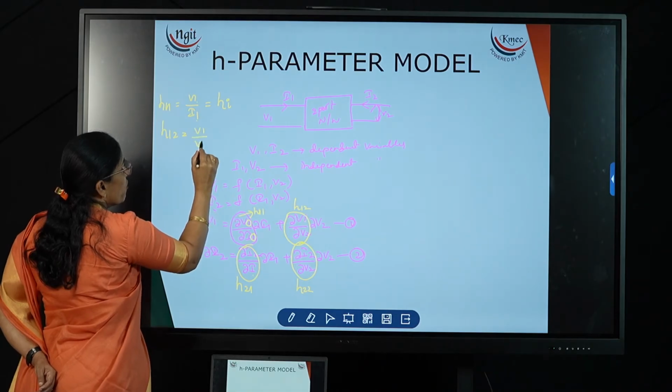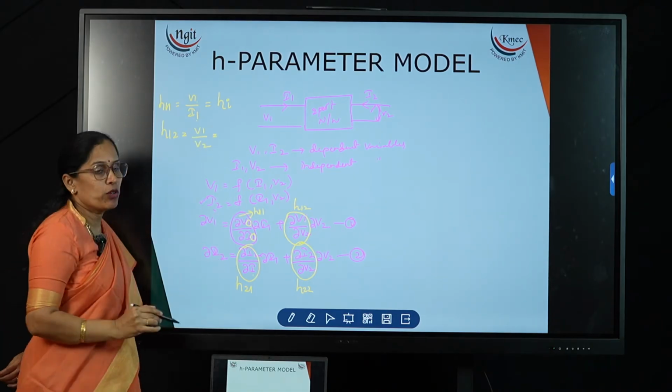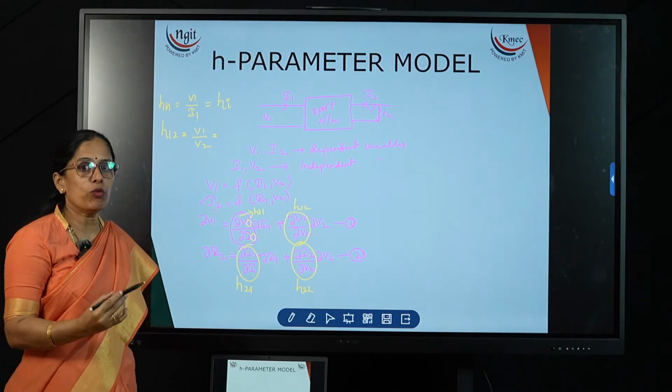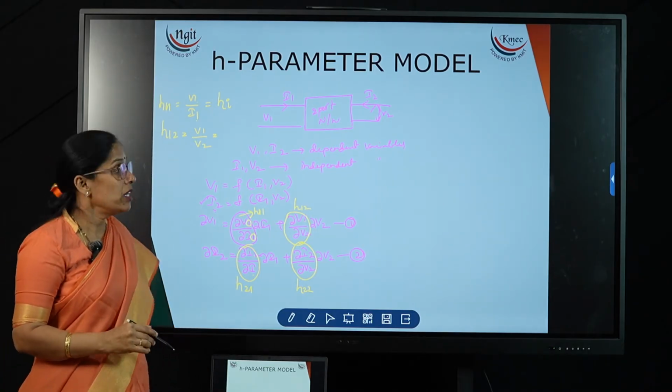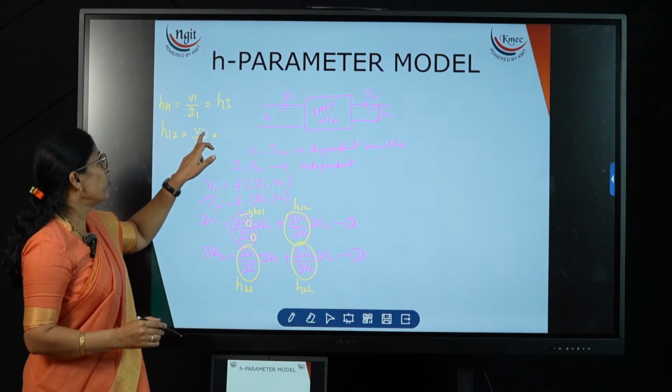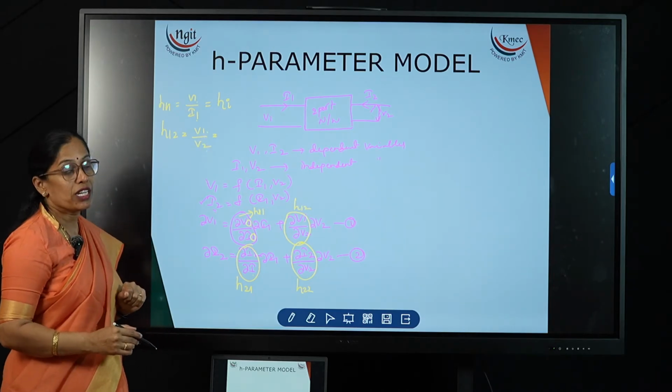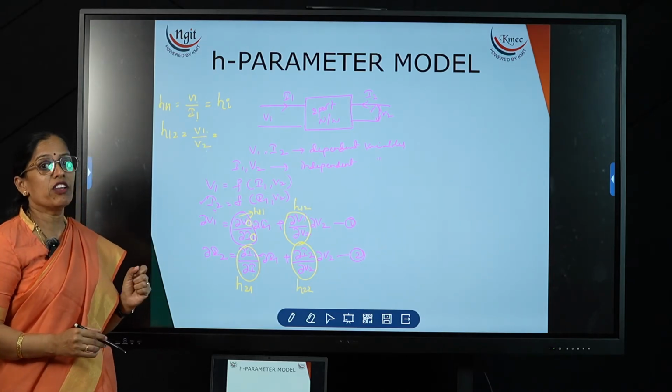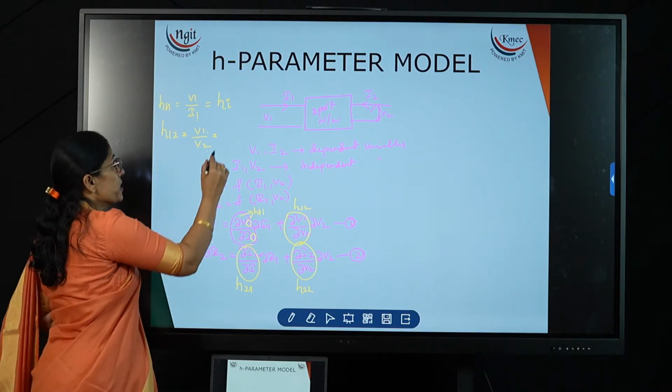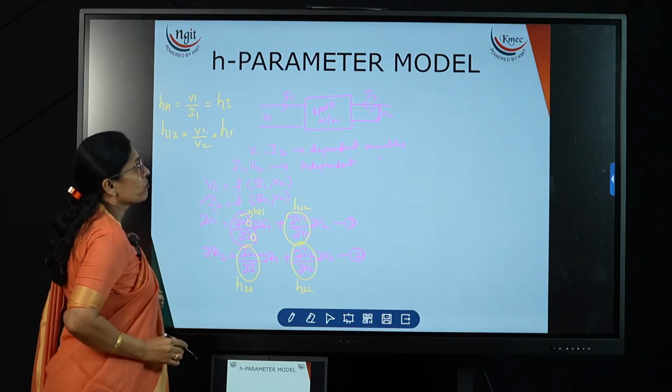V1 divided by V2. Generally, gain is equal to what? Output divided by input. But here, this is the input voltage divided by the output voltage. Here we are taking it as a reverse voltage gain, represented by HR.